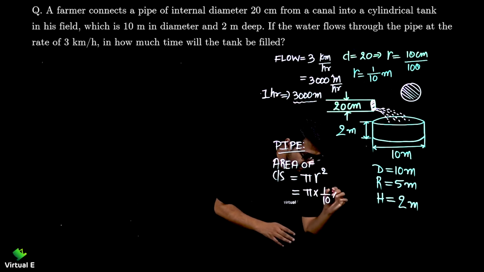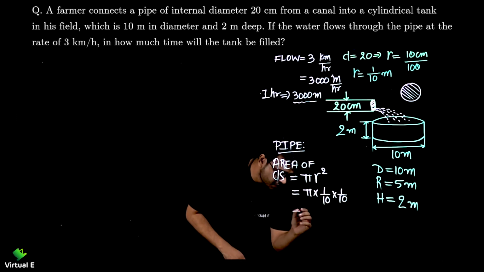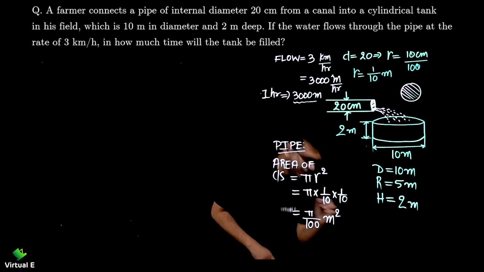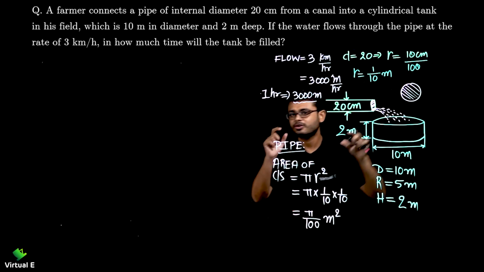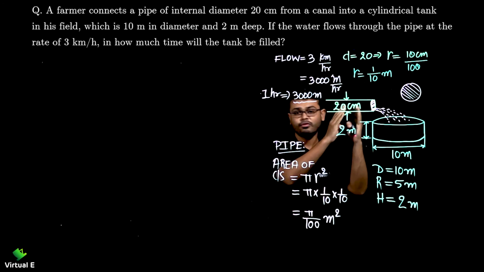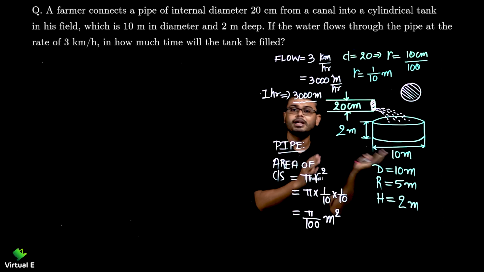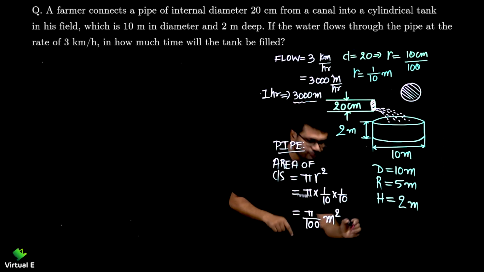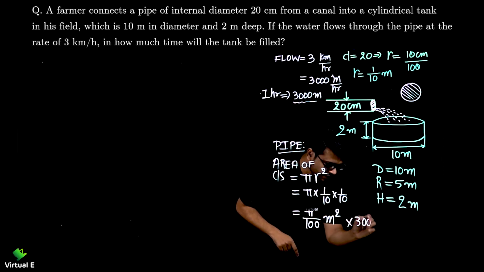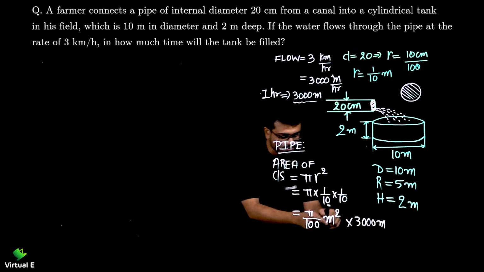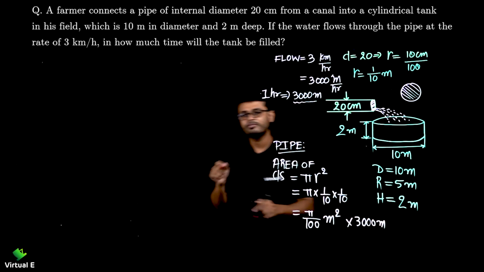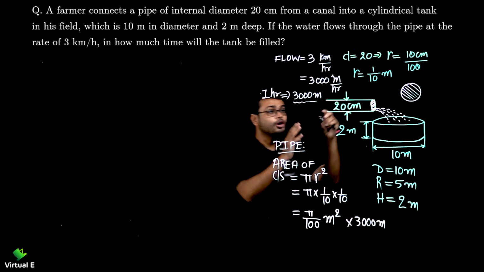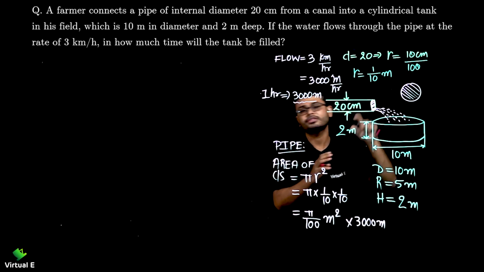1/10 multiplied by 1/10 will give you pi over 100 meter square. This is the area of this cross section only, but you want the total length. So what you need to do is multiply the length, right? And this is meter cube, and you multiply one more, let's say 3000 meter as well. So meter square into meter will give you what? Meter cube, and cube is the unit of what? Volume only.